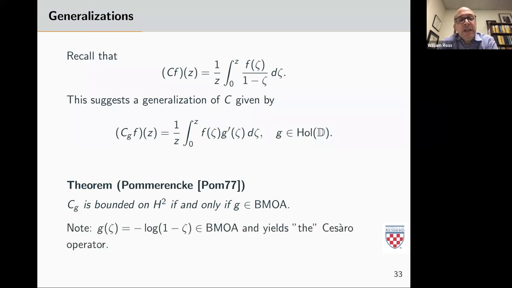And if G is equal to this logarithm, that's in BMOA, that's your go-to example of an unbounded function in BMOA, take the derivative of that and you get the Cesàro operator. And now you're free to define this on your favorite Hilbert space of analytic functions. You can look at whatever properties you like on this.